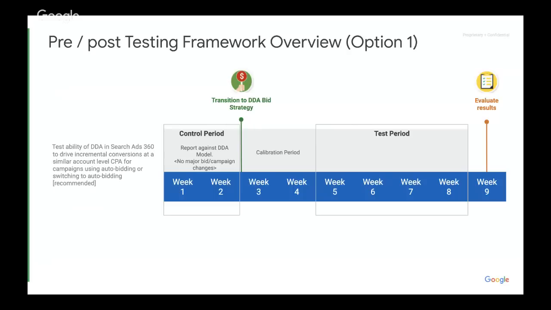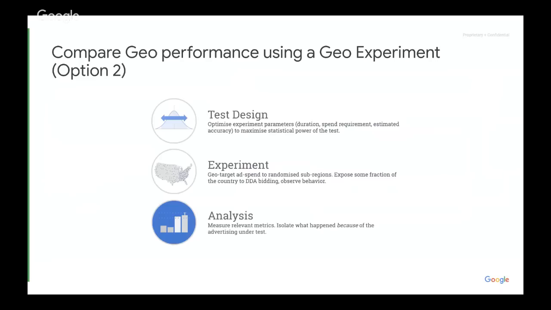Yeah. Another option that you might consider is a little bit more comprehensive. It's the geo experiment. Here you would roughly divide up the test location into two parts, and one you would have bidding on last click, while the other one you would have bidding on DDA, right? After that, you could have the analysis ready and then compare how the data would manifest.